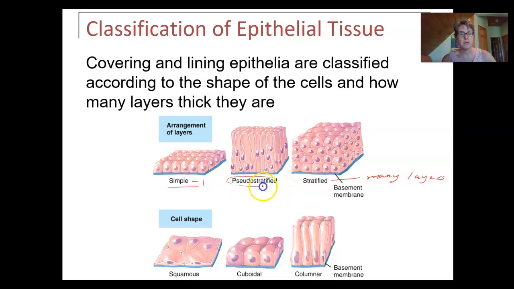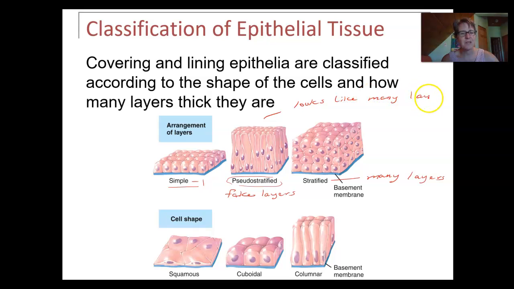There is a middleman, of course, because you make rules, and of course there are people who don't follow them. And pseudo-stratified means fake layers. And one of my most favorite tissues in the whole wide world is a pseudo-stratified, of course, because it's funky. It's like some of my students. So pseudo-stratified means fake layers. It looks like there's many layers.